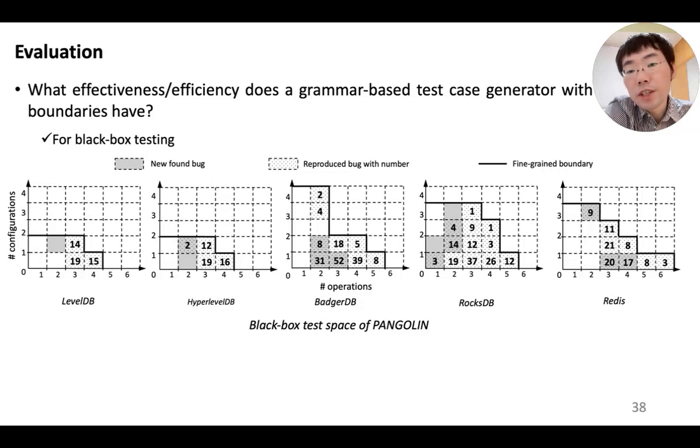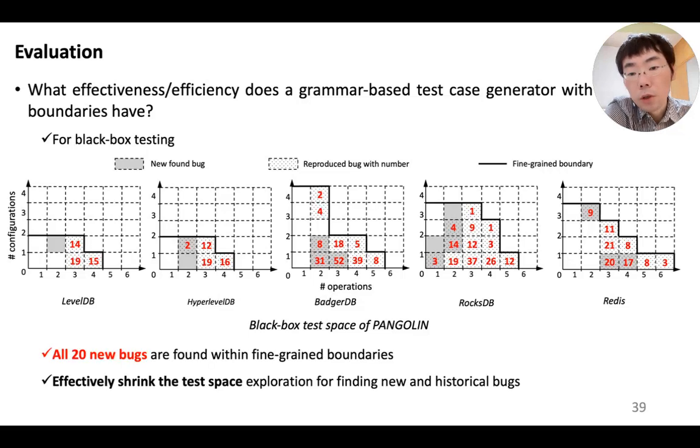For what effectiveness and efficiency the grammar-based test case generator with the fine-grained boundary has: first of all, for the black box testing, you can see all new bugs and historical bugs are found within the fine-grained boundary. Also, it efficiently shrinks the test space exploration for finding new and historical bugs, significantly decreasing the overhead.